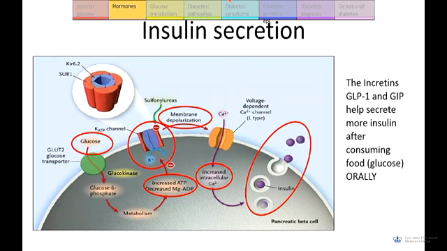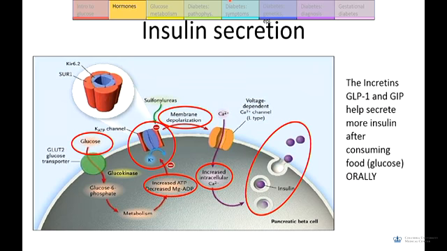So insulin secretion. This is your pancreatic beta cell. You have GLUT2 in the membrane. Notice this is GLUT2, not GLUT4, which we'll talk about later. GLUT2 is always expressed. It's not dependent on insulin to be expressed in the pancreatic beta cell membrane.